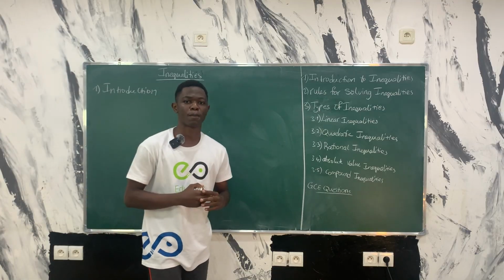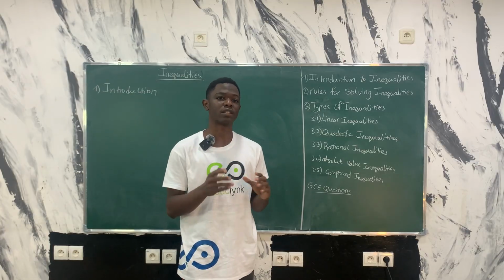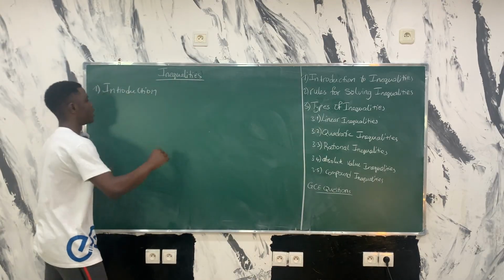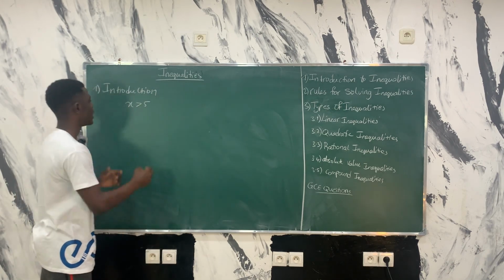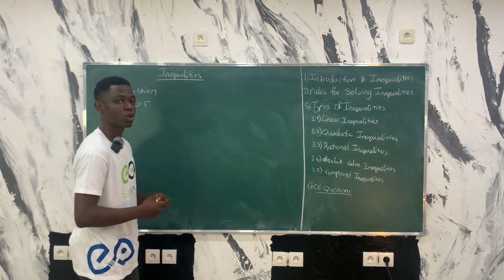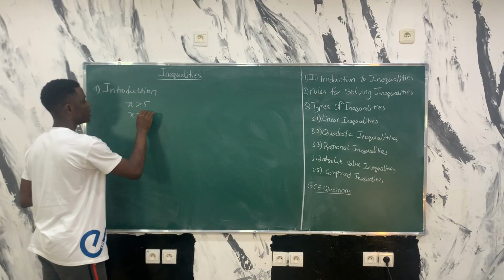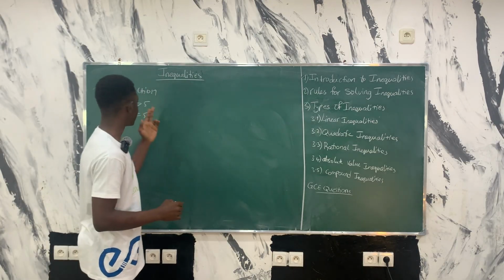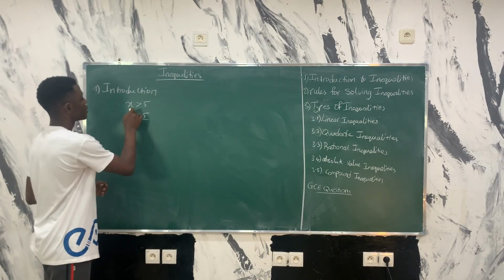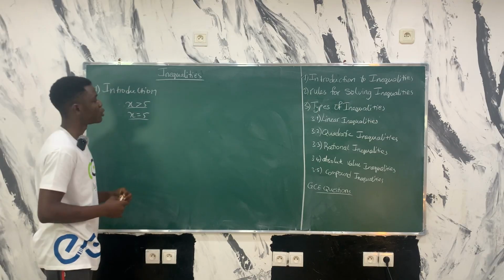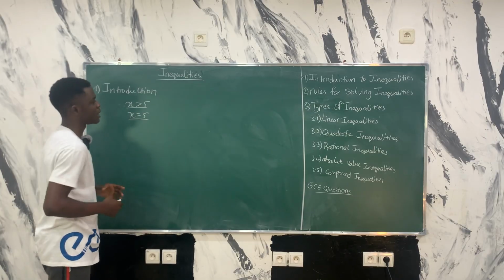So, what is an inequality? An inequality is just an expression which shows which part of an equation is bigger than the other. So, for example, I'll have an inequality like x is greater than 5. This is an expression which shows that x is greater than 5. The main difference between an equality and an inequality is that the answer of an equality is unique, while the answer of an inequality is a range of answers. So x is greater than 5 means x can be 6, 7, 8, 9. So that's what an inequality looks like.